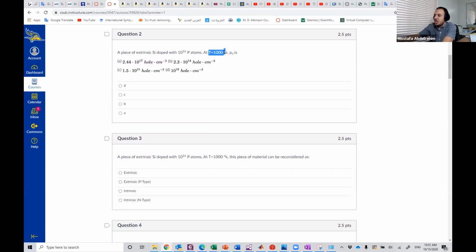Here, the temperature changes. If you remember, guys, I did this example with you, but I just changed the number. So we did something very similar, but with T equal to 800. I just changed the temperature. Nothing new here. So let's do question 2.